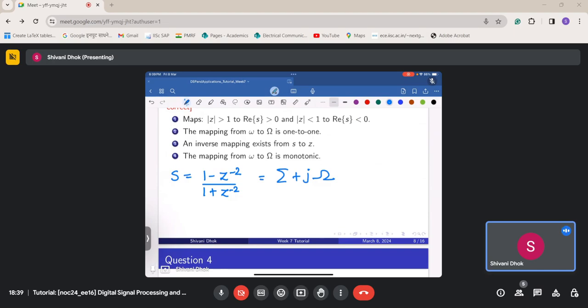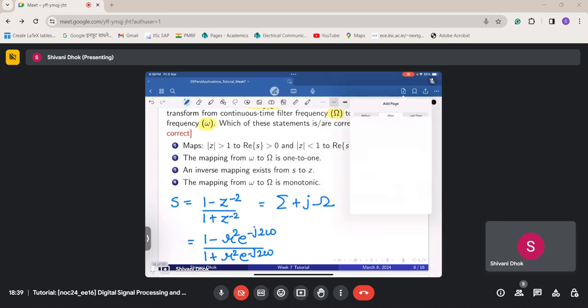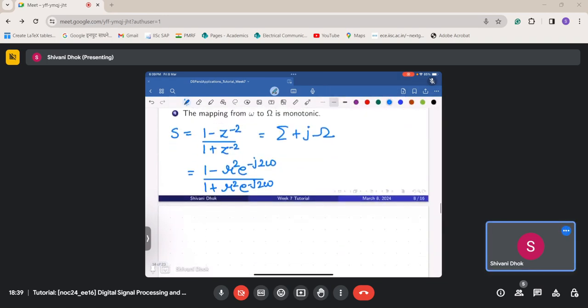Then we can write z as magnitude of z, which is r, into e power minus j omega. So this I can write as 1 minus r into e power minus j2 omega upon 1 plus r into e power. Madam, it is r square, no? R square. Okay, this we are having.